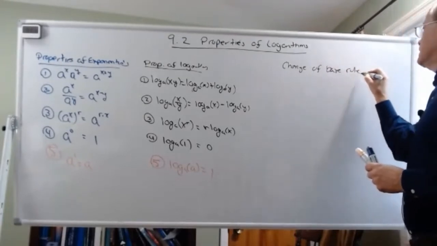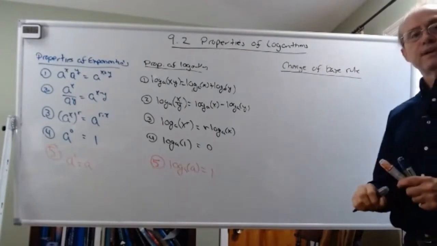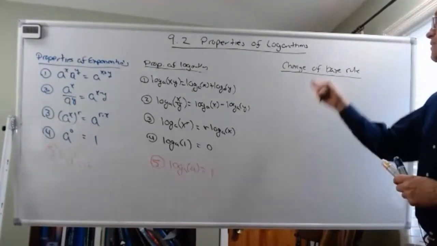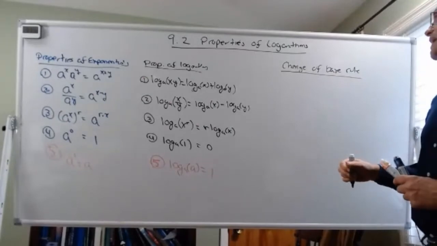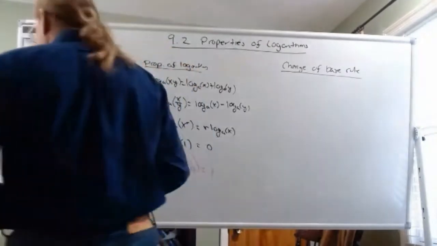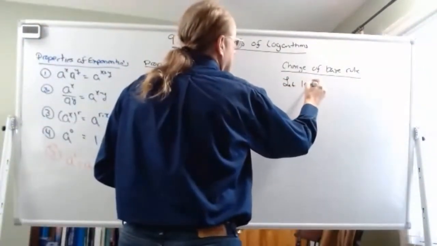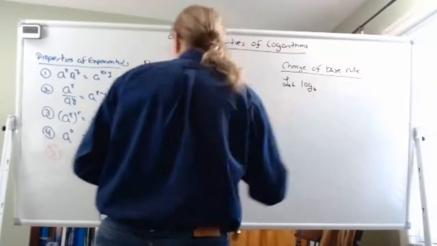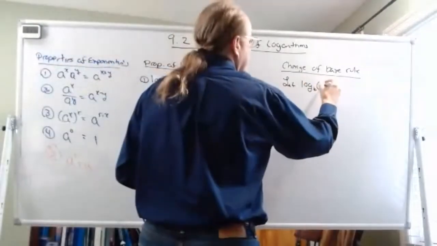Now, this really was necessary, especially with calculators that didn't have all the various bases in them for the logarithms. They only had a base 10 and the natural base, the natural log. And the idea is this. Let's kind of show what we mean. Let the log in the base b of x equal y.